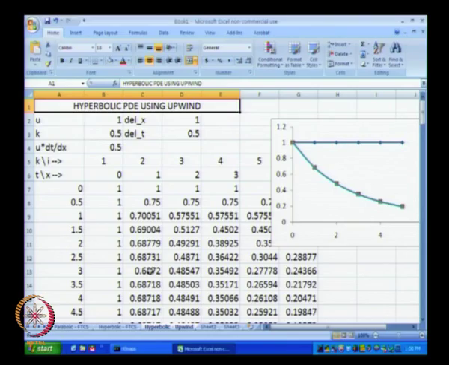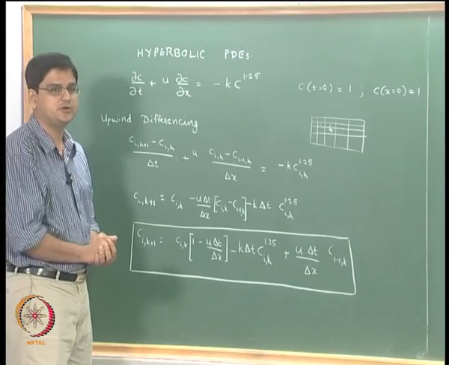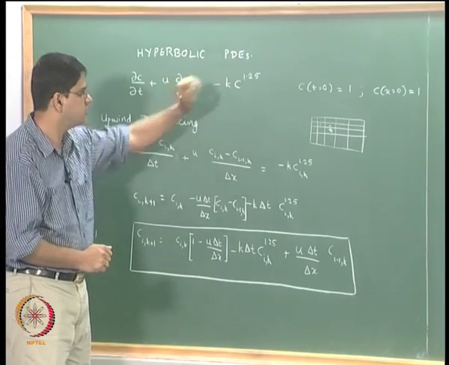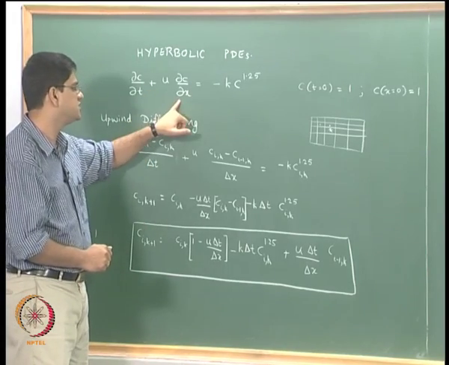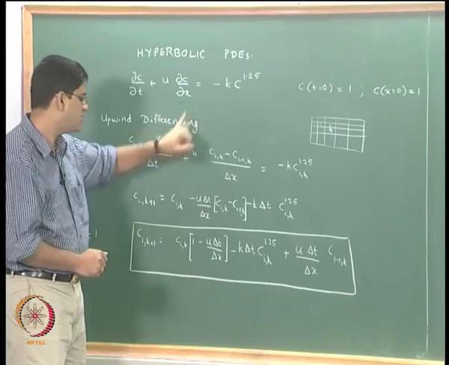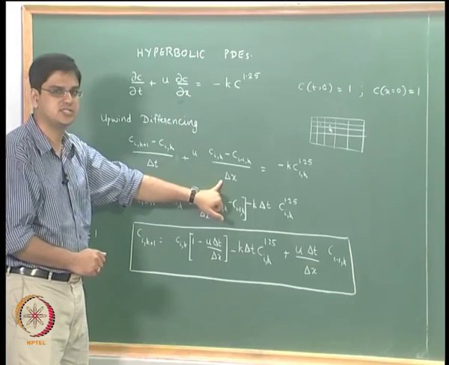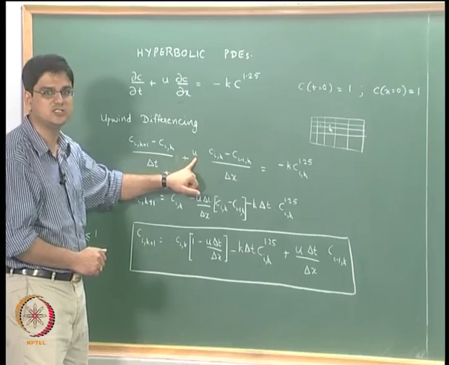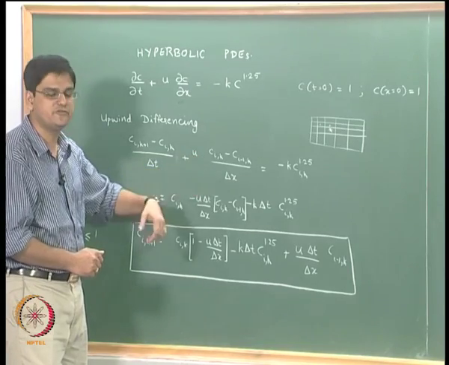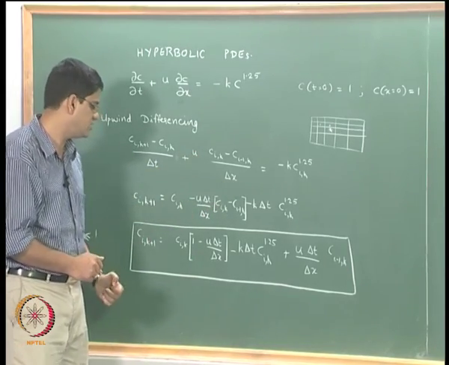Let us now recap what we have done so far and the overall methods of solving hyperbolic, parabolic and elliptic PDEs. We will recap all these methods and finish off this particular module. In today's lecture we took a look at hyperbolic PDEs, but instead of using a central difference scheme for dc by dx, we have used a backward difference scheme for dc by dx. We use a backward difference scheme because the u value was positive. If u is negative, we will use a forward difference scheme for dc by dx.